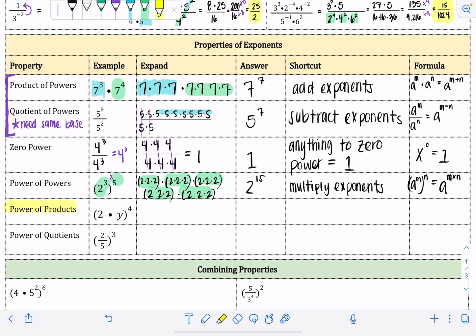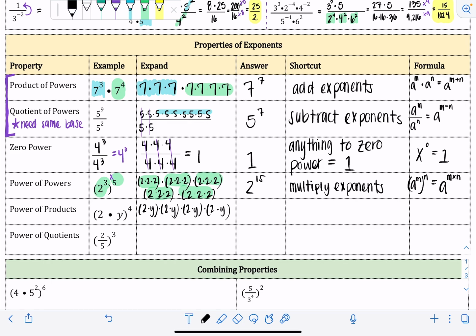The next one is a power of products. So this is the case when the factors inside the parentheses are not the same base, so we can't really combine them. But when that's the case, this property kind of looks like distribution. We don't use that word because it's not technically the same operation. What we're going to do is take the exponent and apply it to both. I think I'm getting ahead of myself, so we'll just go ahead and expand it first. So 2 times y to the fourth power means I have 4 of these multiplied together. So I'm going to do 2 times y times 2 times y times 2 times y, and then times one more, so 4 altogether.